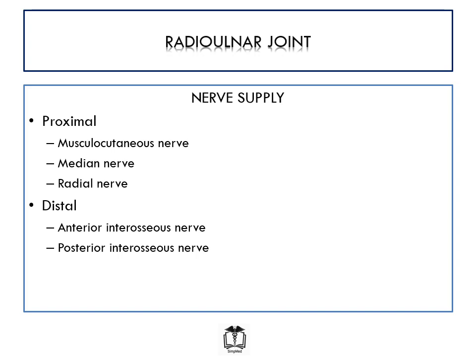The nerve supply to the radioulnar joint follows Hilton's law. Remember that Hilton's law states that joints are supplied by articular branches of nerves supplying the muscles that act on those joints. So in the case of the proximal radioulnar joint, the nerves that supply the joint include the musculocutaneous nerve, the median nerve, and the radial nerve. For the distal radioulnar joint, we have the anterior interosseous nerve and posterior interosseous nerve supplying it.